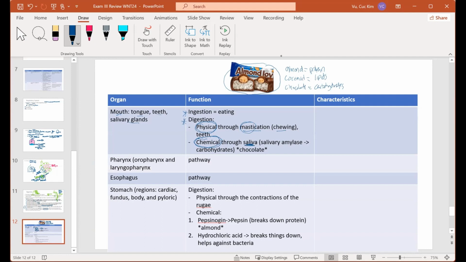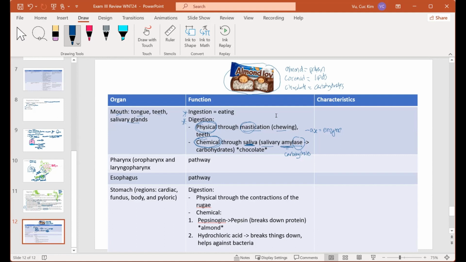And in saliva specifically, you have salivary amylase. Okay? If you haven't noticed it by now, anything that ends in an ASE means it's an enzyme. Okay? So salivary amylase is an enzyme that breaks down carbohydrates. So salivary amylase is the enzyme that breaks down carbohydrates. So the first thing that's chemically broken down is going to be the carbohydrates. And you should notice that, right?